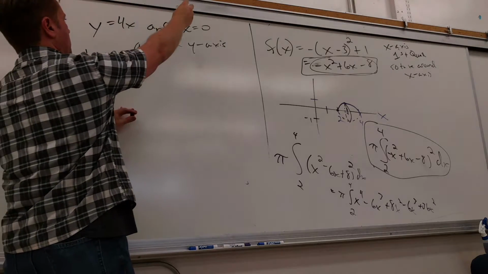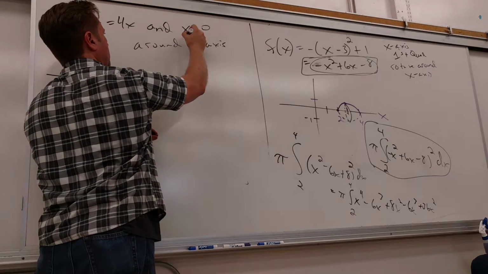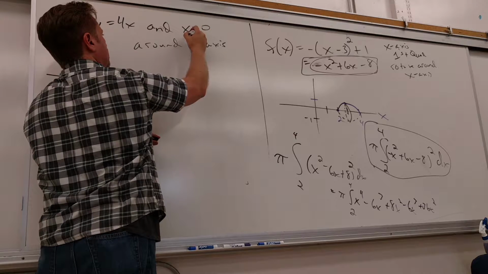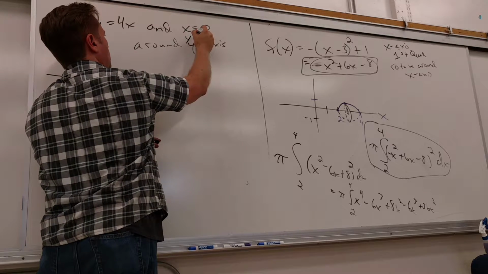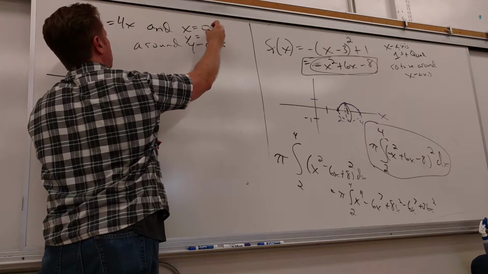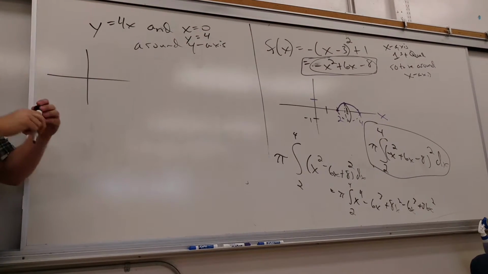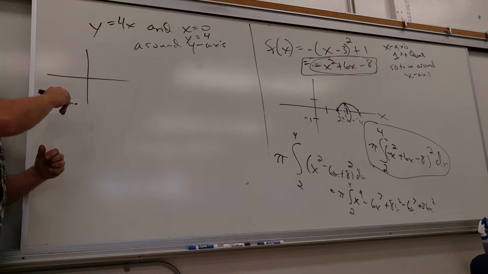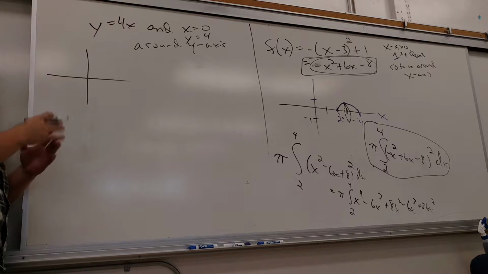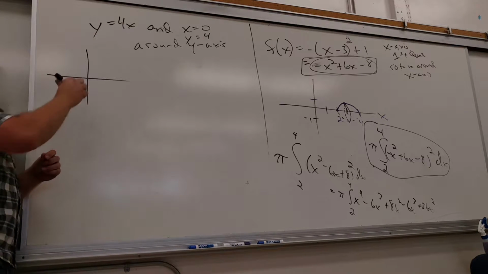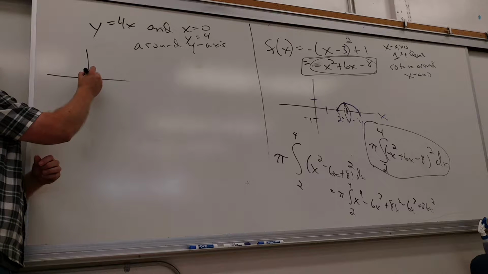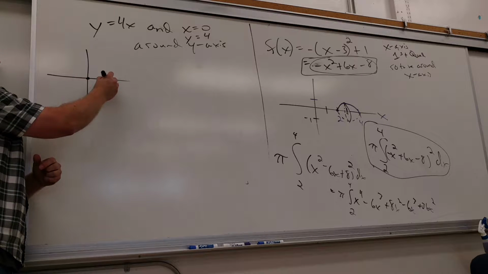Let me give you a top here: x equals 0. Let's say y equals... what you got, Jeff? 4 is fine. If I had it open top, it would go to infinity, and that would be kind of weird. So y equals 4x, so it's 0, 0.